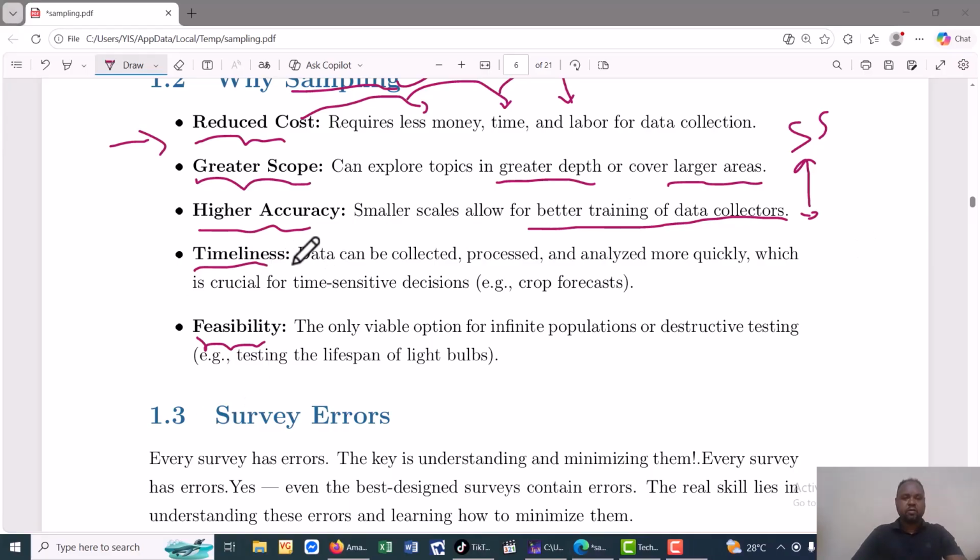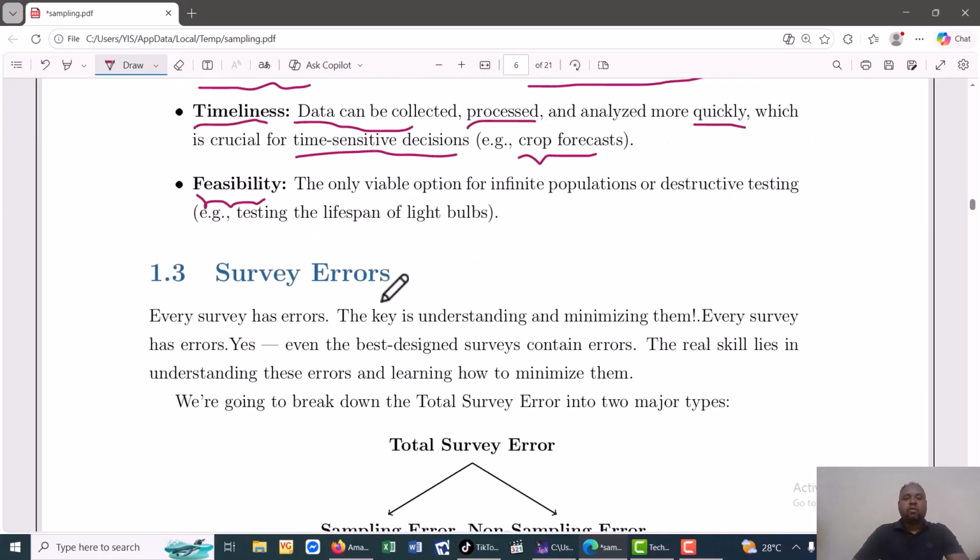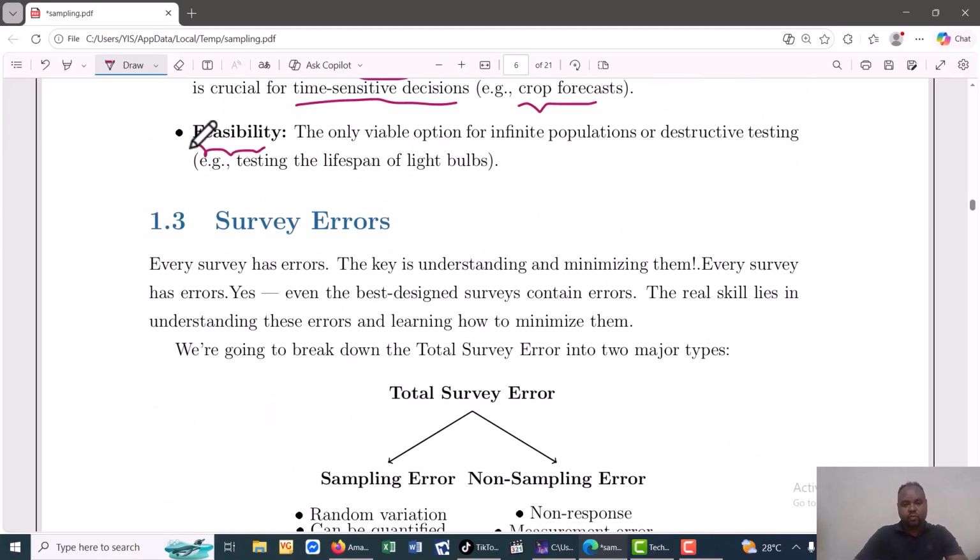The other thing, sample survey or sampling is faster relative to census. Data can be collected, processed, and analyzed more quickly. This is crucial for time-sensitive decisions such as crop forecasts or outbreak risks or emergency issues. The other issue is feasibility issue. Here sampling may be the only option for infinite populations or destructive testing.